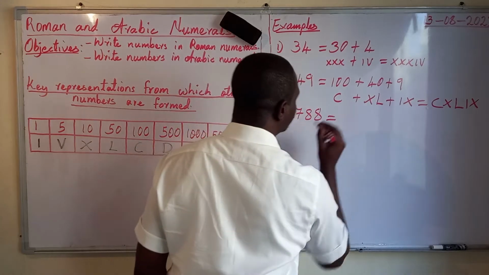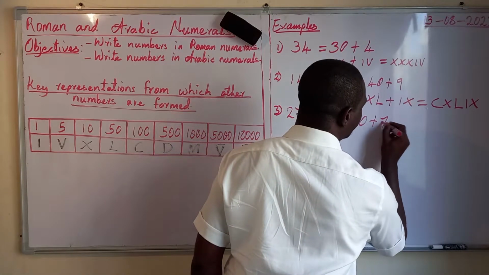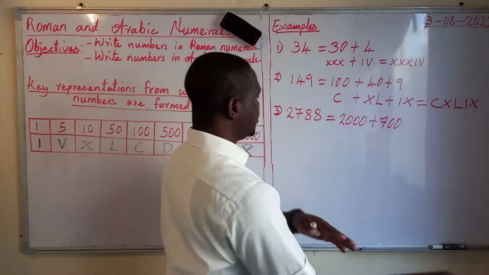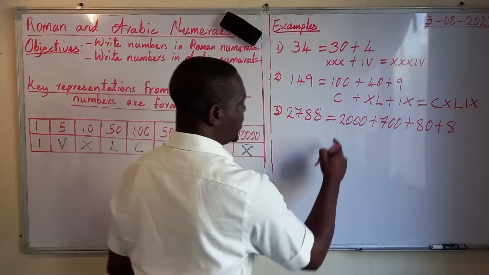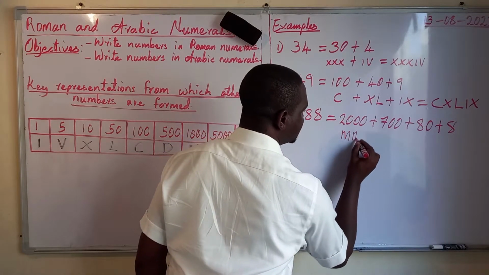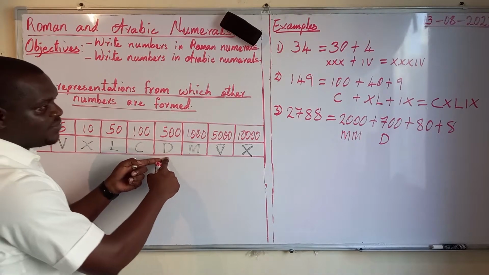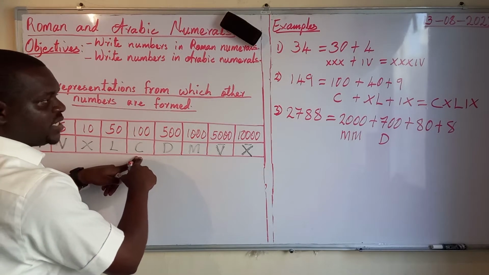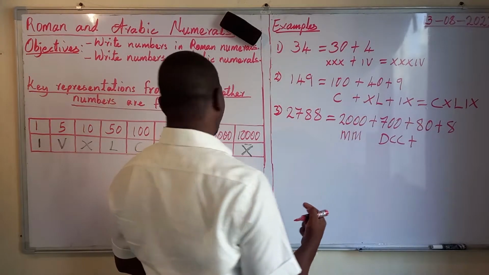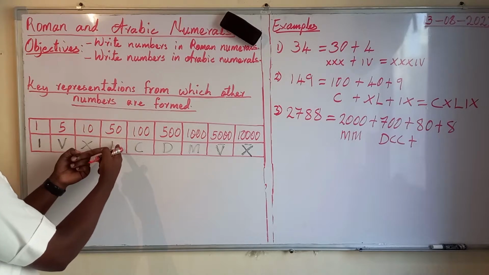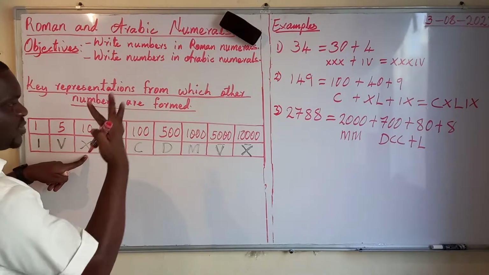2788. Let's break it. We can break it into 2000 plus 700. You can break it to 700 or 500 and 200 if you wish. And you can break this also to 80 and 8. 2000 will be M 2 times. 700 will be 500 because you cannot write 100 7 times. So you have 500, which is D, and 200. 500 plus 200, so DCC plus 80. How do we write 80? The closest number to 80 here is 50, so we have L plus how many tens to make it 80, plus 3 tens?